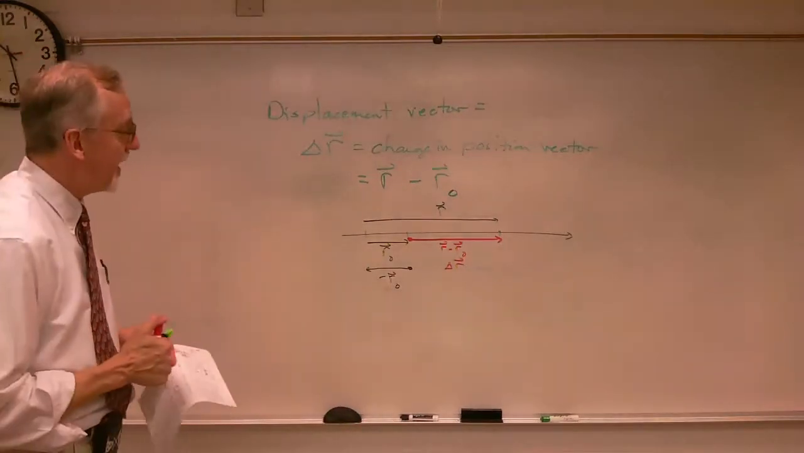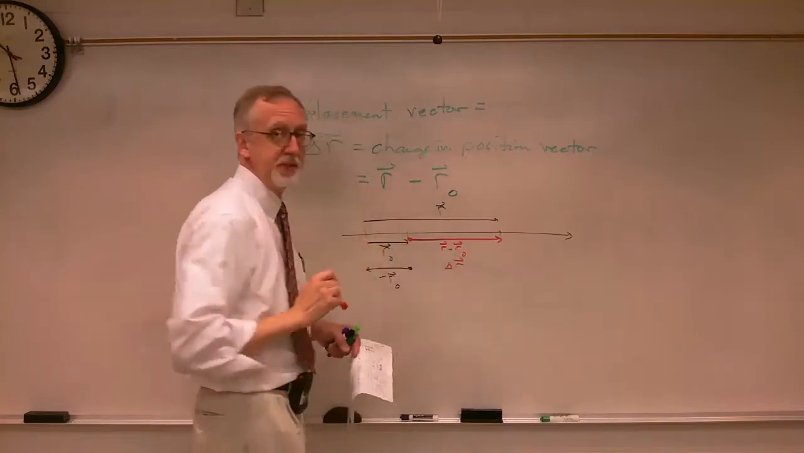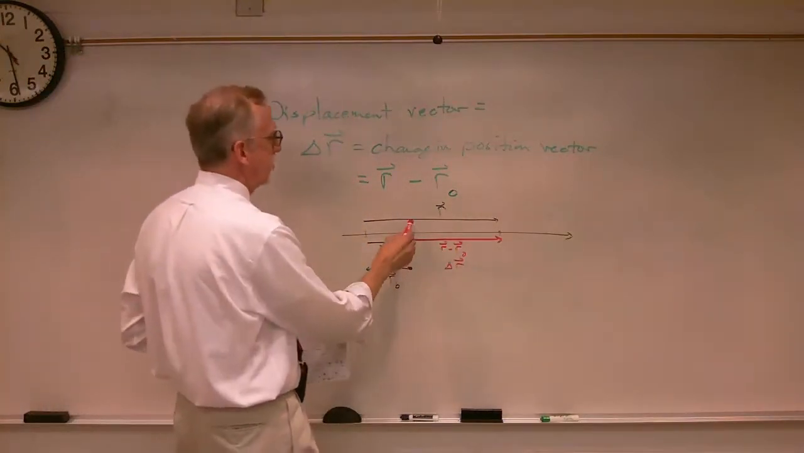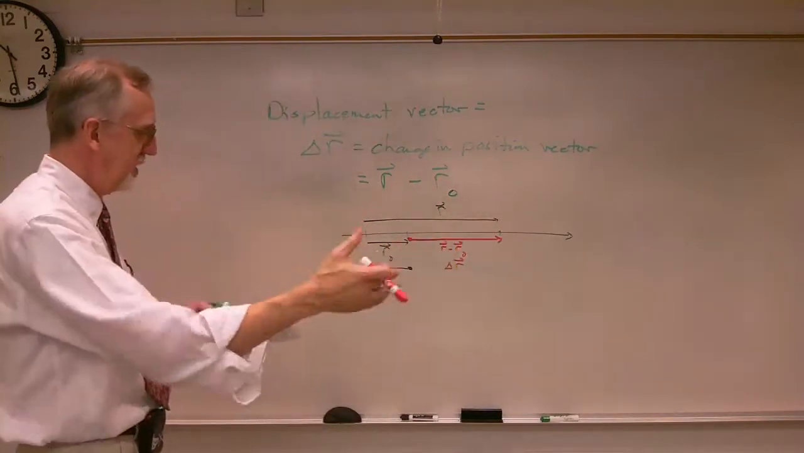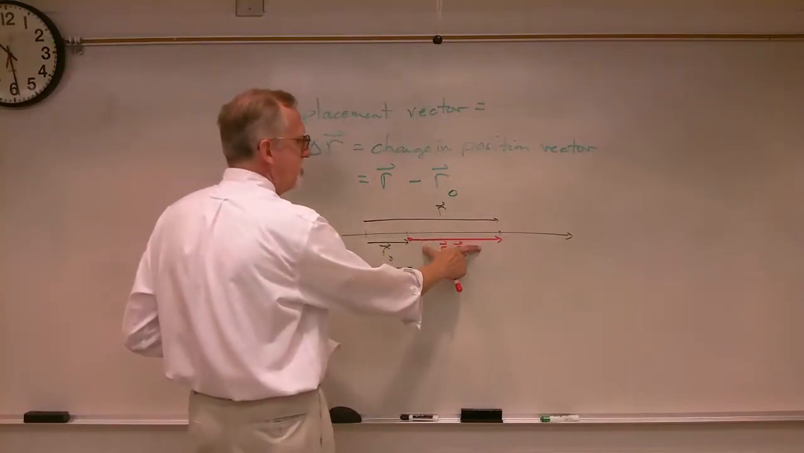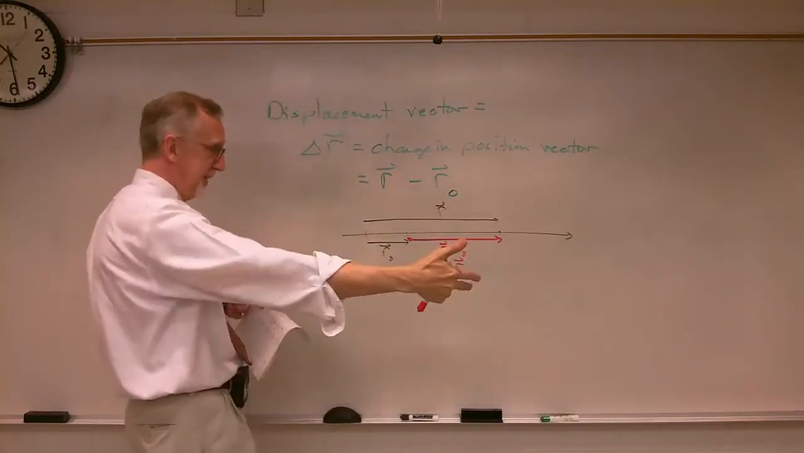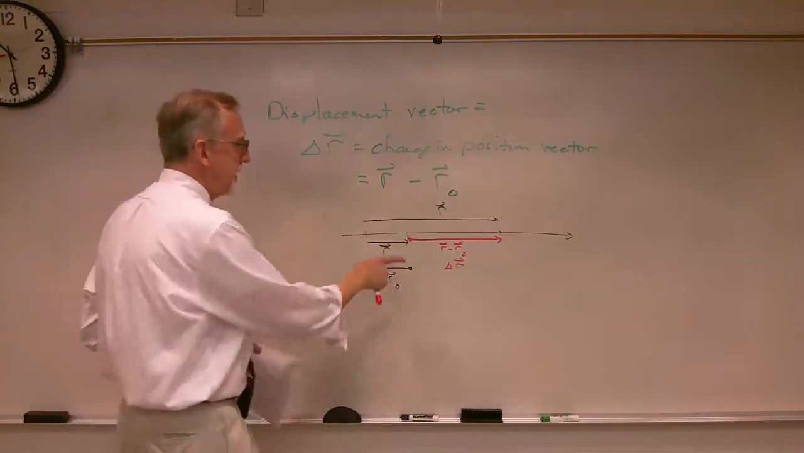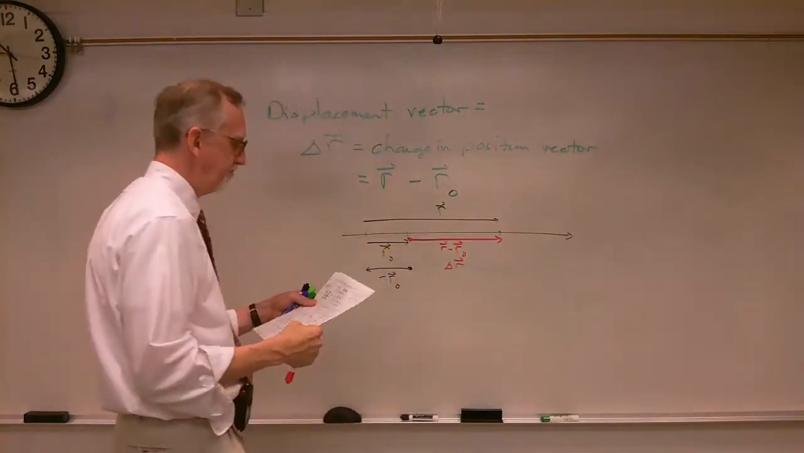So delta r is a vector that goes from the initial position to the final position. Delta r basically tells us the change in position. A vector that goes from where we start to where we end up. That's delta r, the change in the position. Notice that delta r gives the magnitude of the displacement. In other words, what's the total change, what's the total distance from the initial to the final place, and it also gives us the direction. In this case, the motion was to the right. Delta r is pointing to the right.